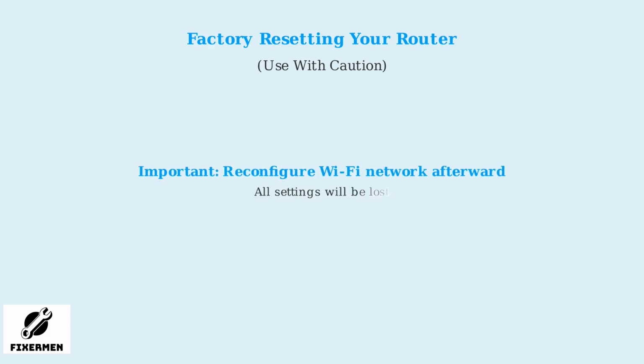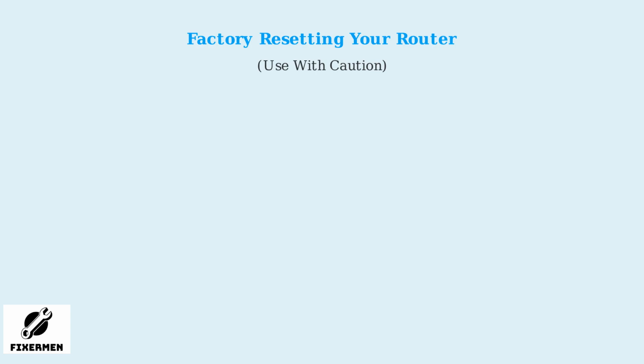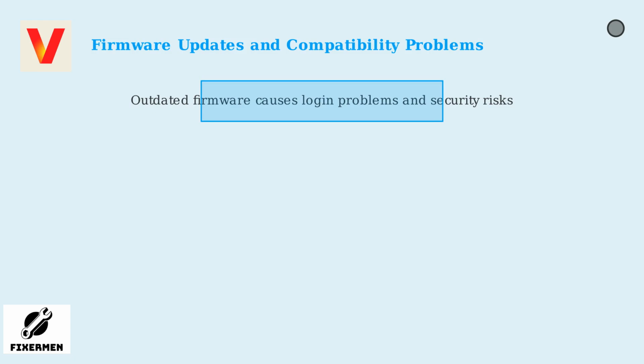Important warning: after the reset, you will need to reconfigure your Wi-Fi network, including setting up a new password and reconnecting all your devices. All previous settings will be lost. Outdated firmware can cause login issues and security vulnerabilities on your Verizon router. Outdated firmware in Verizon routers can prevent successful login attempts and expose the device to security vulnerabilities.